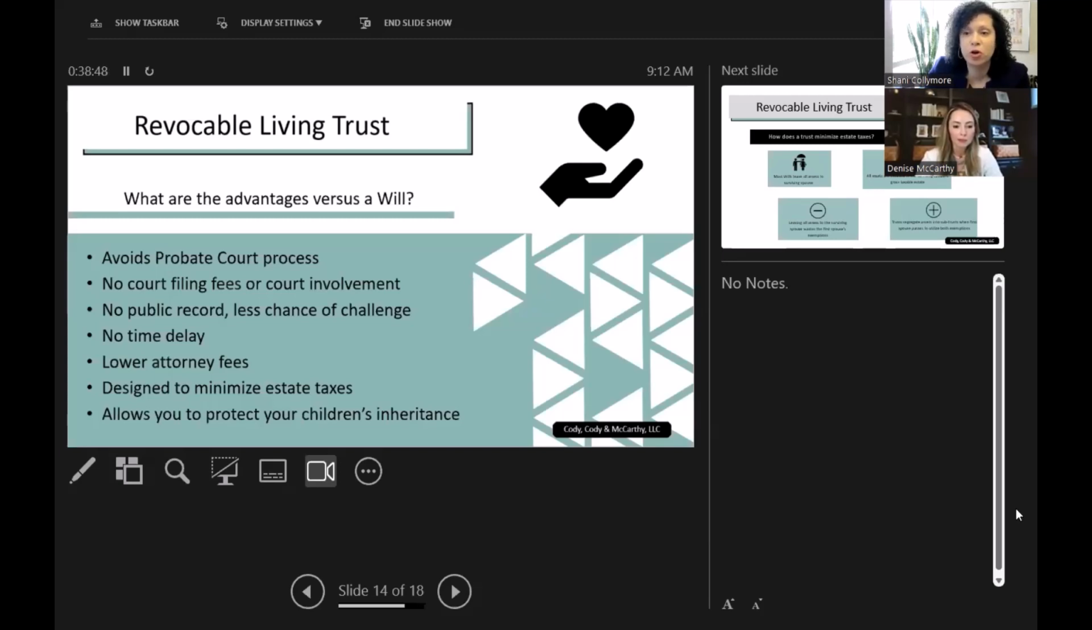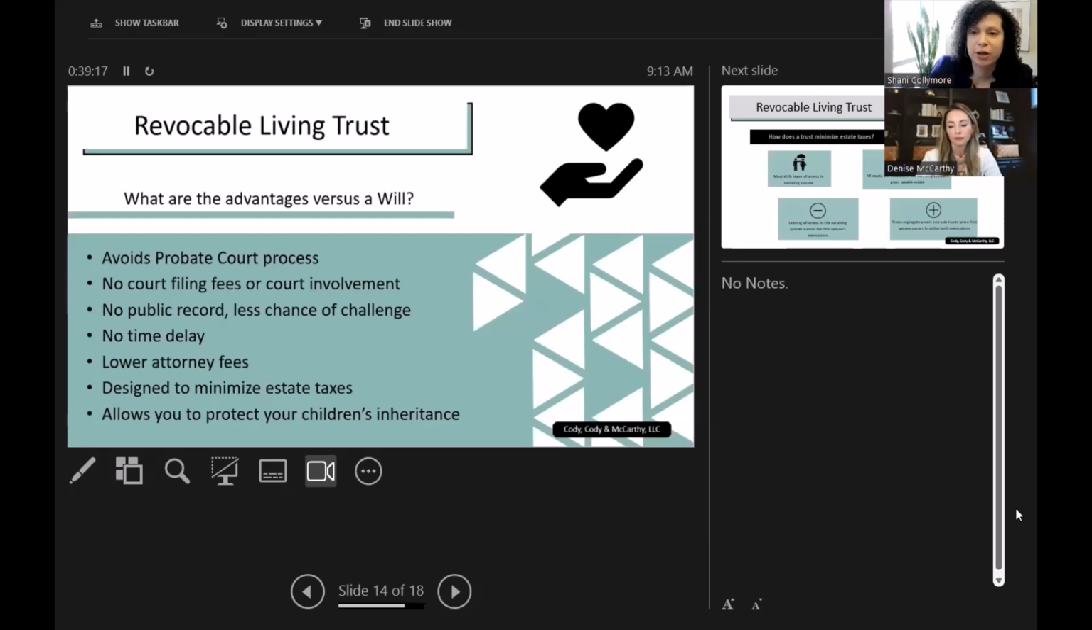Generally, if you do a revocable trust, there are potentially going to be fewer fees. Doing a trust up front is going to be more expensive than doing a will generally, but going through the probate process is going to be more expensive than the cost to do the trust. So it can sometimes work out to be a little bit cheaper in the long run, depending on your situation.